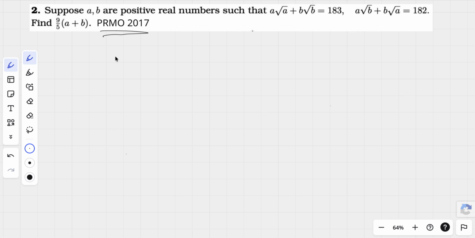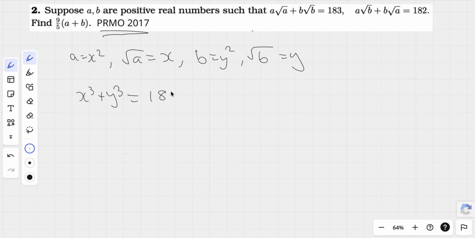Anyway, what is the first thought we have when we see this kind of question? Take your time. Why don't we take a equal to x squared and root a equal to x? Similarly, we can take b equal to y squared, root b equal to y. This makes sense. So what does the first equation give us? We can say x cube plus y cube is equal to 183.